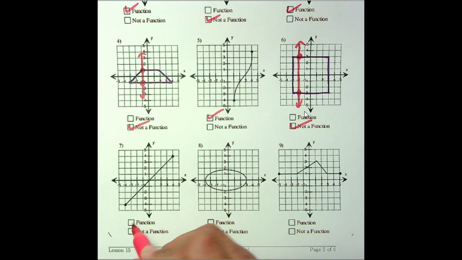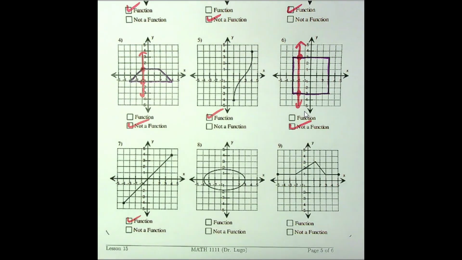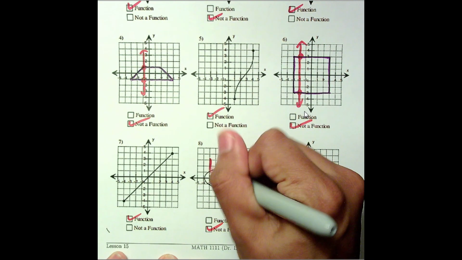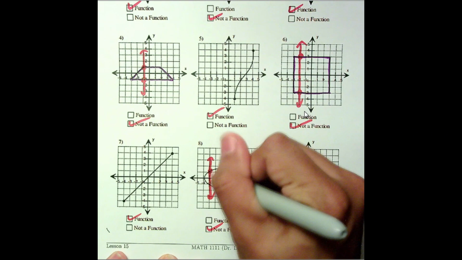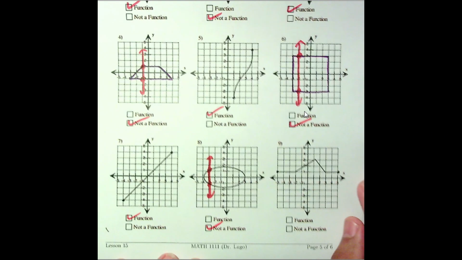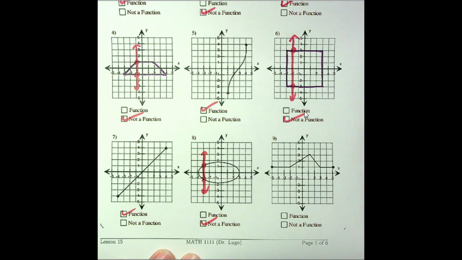That one is a yes. There's no vertical line that intersects that line more than once. This one, yes or no? This one is a no. You can easily draw a vertical line that crosses that graph more than once. That's a no, not a function. It's not the graph of a function.